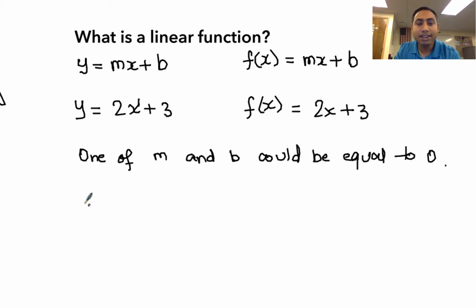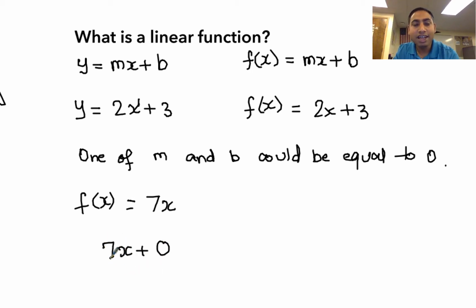So, for example, let's look at this function, f of x equals 7x. Now, it doesn't quite look like mx plus b up there, does it? But this is still a linear function. The reason behind it is that this function can be written as 7x plus 0, and now it looks like mx plus b. But we just don't write plus 0 because it doesn't do anything to the function. So we just write f of x equals 7x.